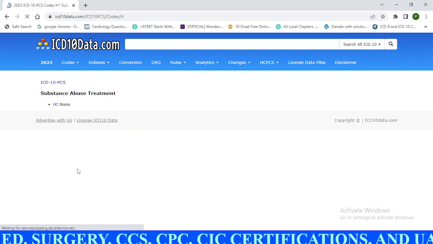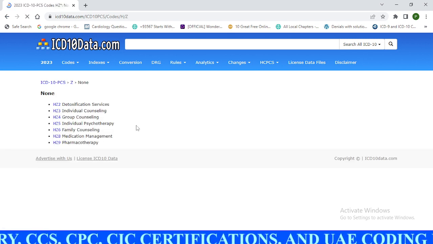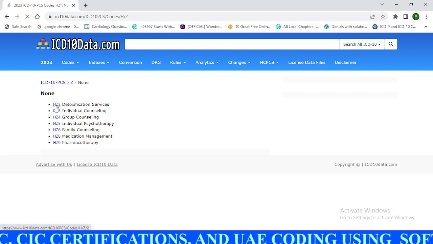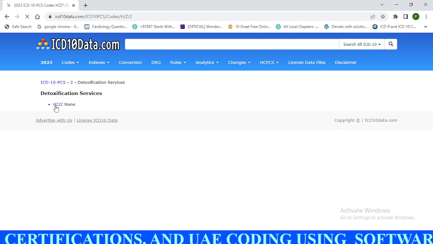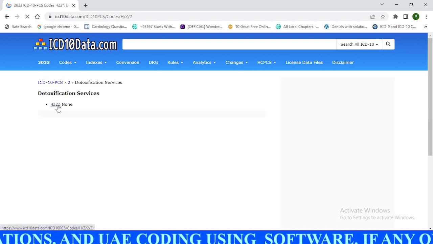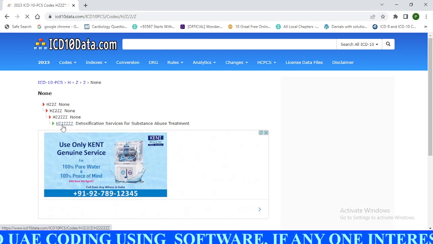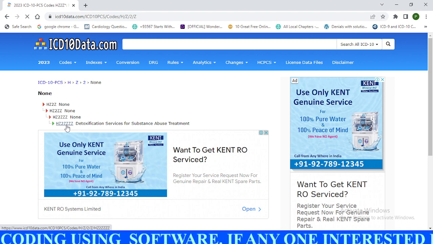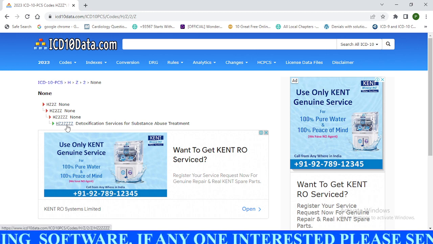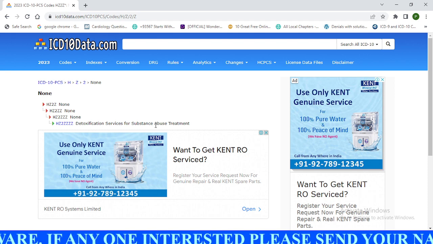Then here we need to select HZ. Then the physician is performing detoxification services, so we need to click on HZ2, and also again click on HZ2Z. After reaching this area, we need to identify HZ2ZZZZ, detoxification services for substance abuse treatment.